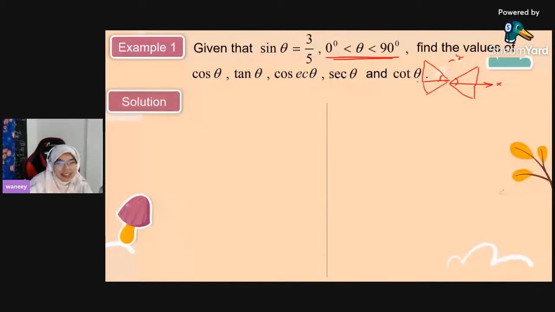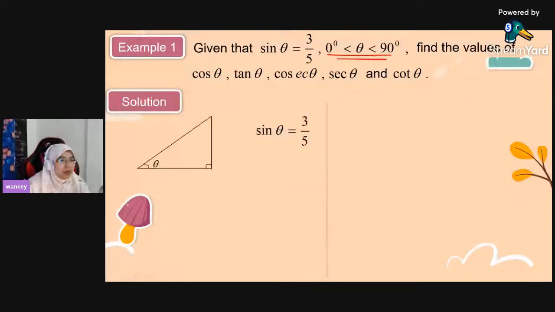Okay, so now they are in the first quadrant. Let me draw our triangle. So draw your triangle and then you are given that sine theta is equal to 3 over 5. So just now you are saying that you do memorize so kah tua, right? So kah tua. Okay, so what is sine? Sine is opposite over hypotenuse. So this is opposite over hypotenuse.